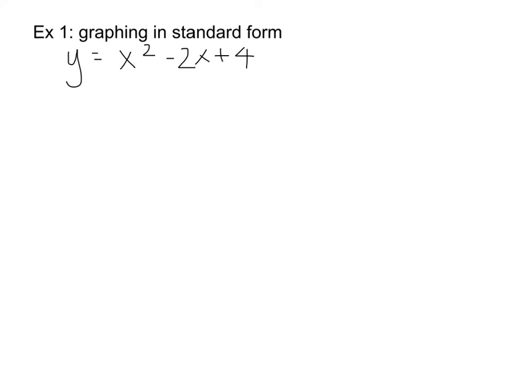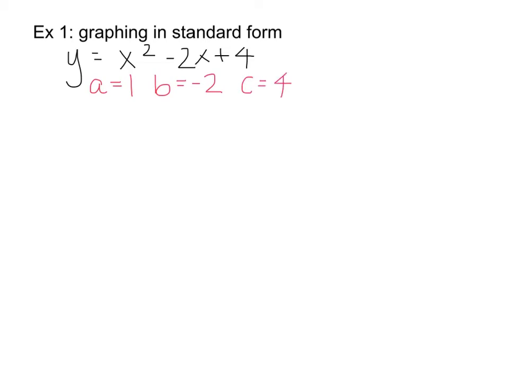So our first example is y equals x squared minus 2x plus 4. And in the very beginning, it might be very helpful for you to identify what a is, what b is, and what c is. So a is the number in front of x squared, so it's positive 1. B is in front of just the x term, so it's negative 2. And c is the number all by itself, so it's positive 4.